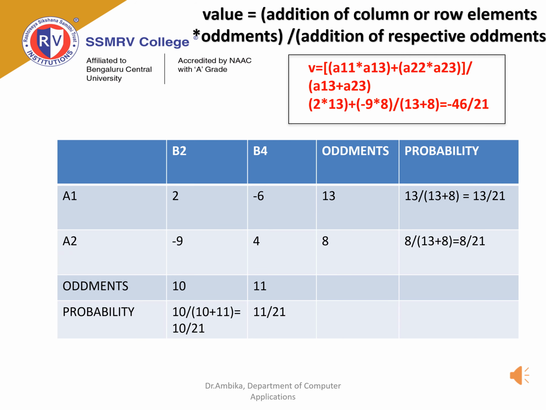Next, you need to find the value of the game. The value of the game is found utilizing the formula: addition of the column or the row elements multiplied by the respective oddments, divided by the addition of the respective oddments. So here we have utilized V is equal to A11 into A13 plus A22 into A23 divided by A13 plus A23. So we arrive at the value of minus 46 divided by 21.